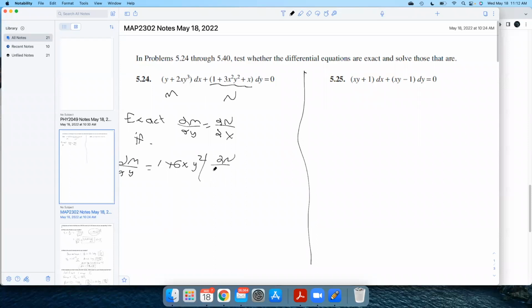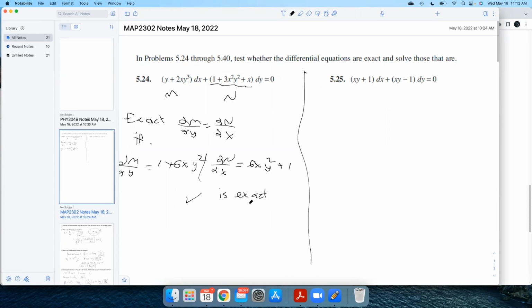Partial N with respect to x: the derivative of 1 is 0. The derivative of x will be 1 with respect to x. And here, the 3 and the y squared just come along for the ride. The derivative of x squared would be 2x, so we'll get 2 times 3, a 6x. The y squared comes along for the ride, and then plus 1, since the partial of x with respect to x is 1. Those are the same. So this is an exact DE.